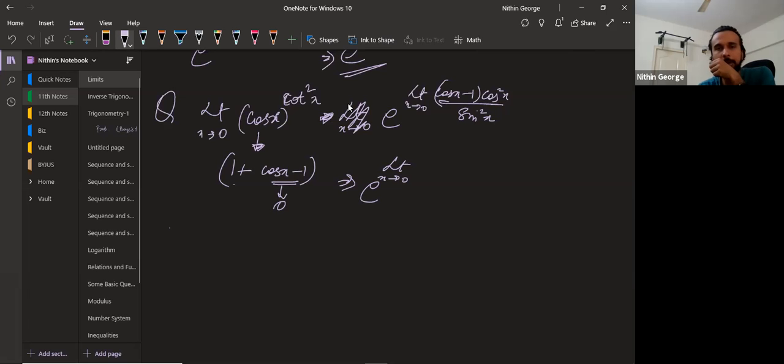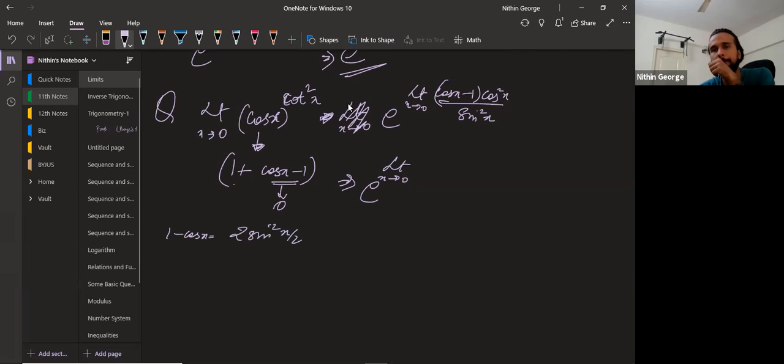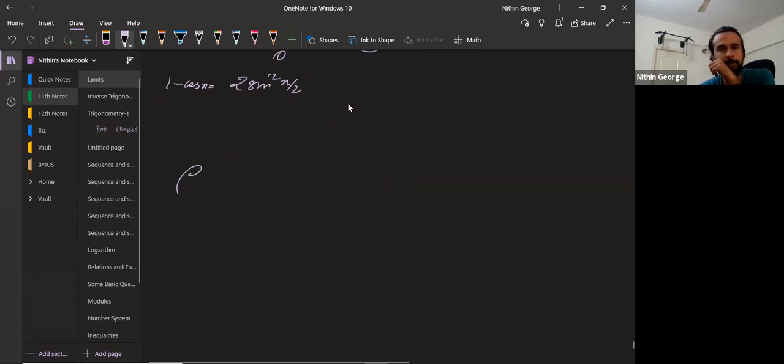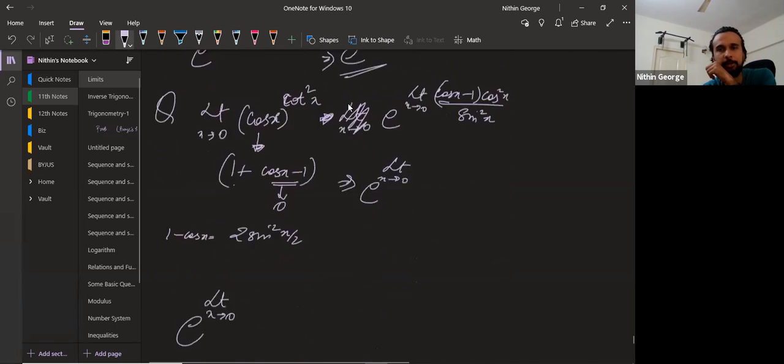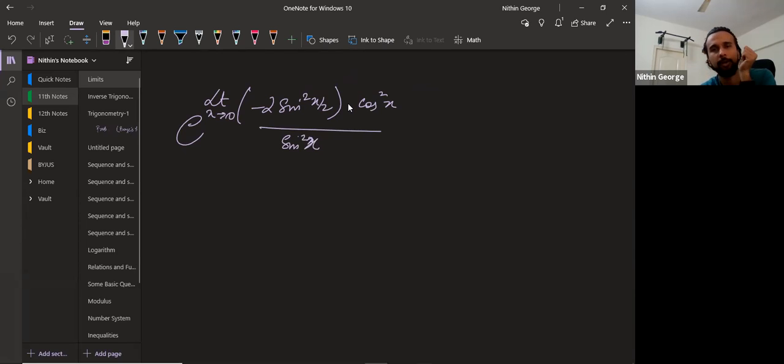So you should know that 1 minus cos x can be written as 2 sin square x by 2, right? So that is what I'll use here. So it's the e power limit x tends to 0. So I have cos x minus 1, so that becomes minus 2 sin square x by 2 into cos square x divided by sin square. Okay, this is the same thing, right?